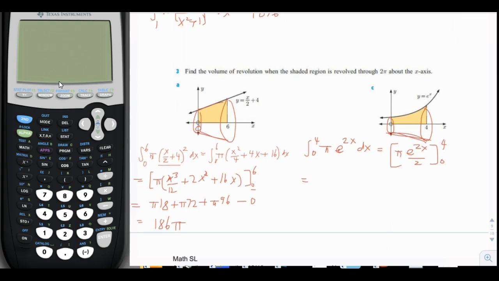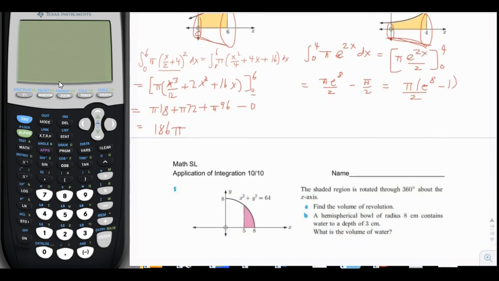Substitute 4 in there, and you get e to the 8th. Pi e to the 8th divided by 2. And if I put minus 0 substituted in, e to the 0 is 1, so it would be pi over 2. Okay. And if you want to simplify it, it will be pi times e to the 8th minus 1, divided by 2. Something like that. Okay. And that's it for page 9.